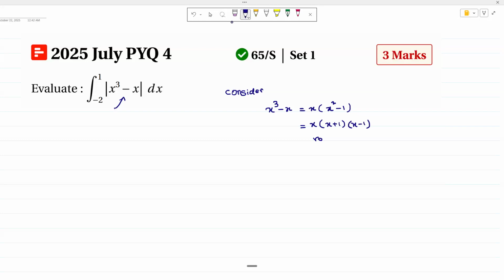Now you can see the root values: 0 for x, -1 for the second bracket x plus 1, and the other one, plus 1, for x minus 1. These are the root values. Look at what limiting values are given to us. The limits are given to us varying from -2 to 1.